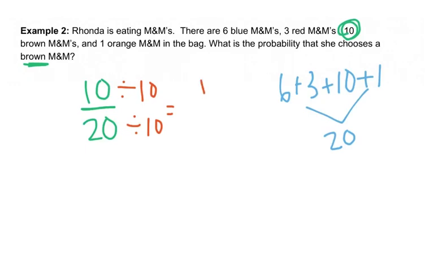Divide by 10, divide by 10. 10 divided by 10 gives us 1, and 20 divided by 10 gives us 2. So there is a 1/2 chance that you are going to pick a brown M&M. And that is how you do theoretical probabilities.